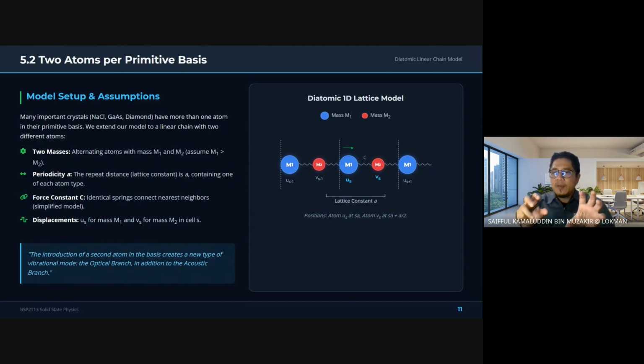Why? Because if we have diatomic atoms in one linear chain, maybe at certain k or at certain wavelength, both of the different sizes of atom could vibrate at the same frequency. And maybe at certain wavelength or certain k, they vibrate at different frequencies.